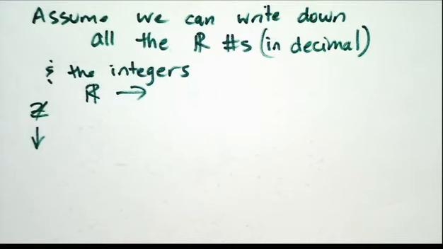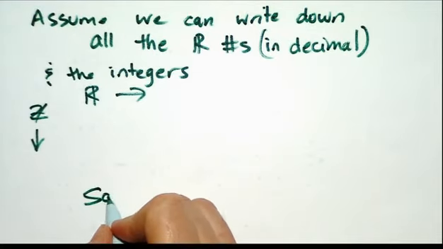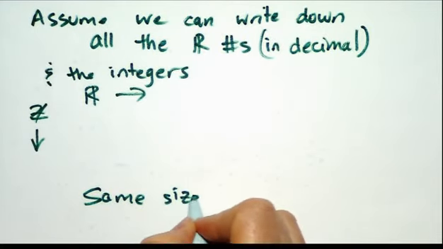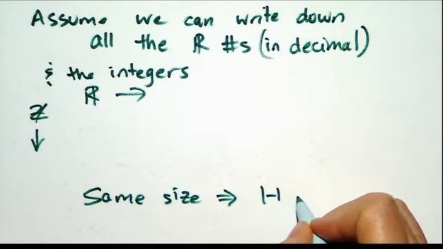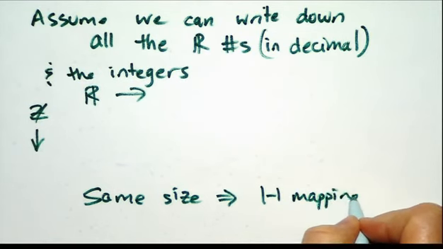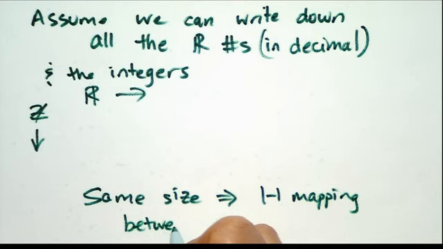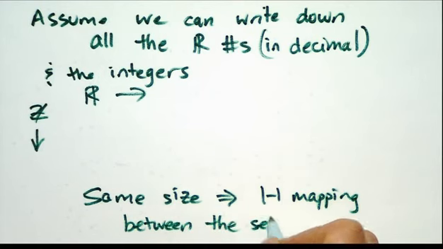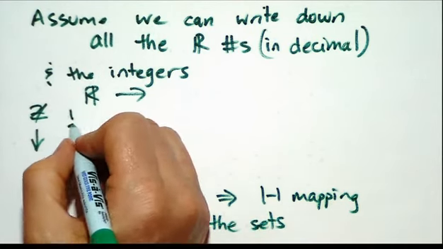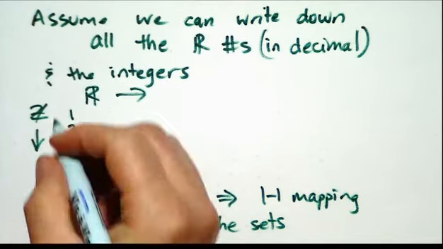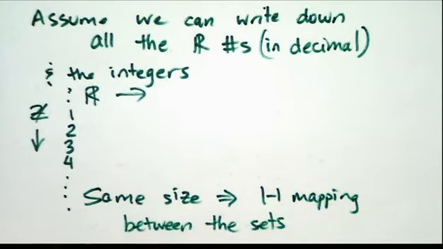Does anybody know what kind of mapping that is called? A one-to-one mapping. So if two sets are the same size, then I ought to be able to construct a one-to-one mapping for the members of the sets, right? So same size, even if it's infinite, implies that we can have something like a one-to-one mapping between the sets.